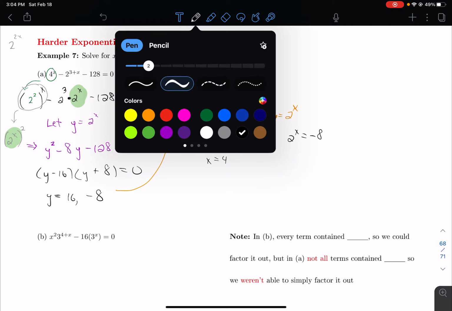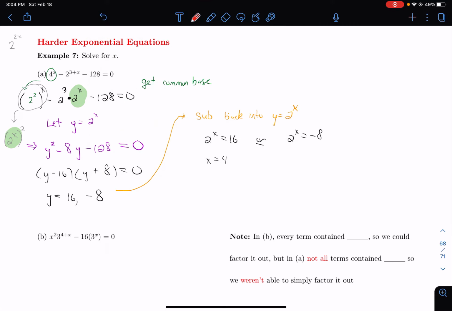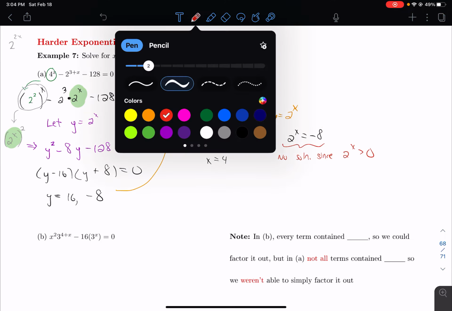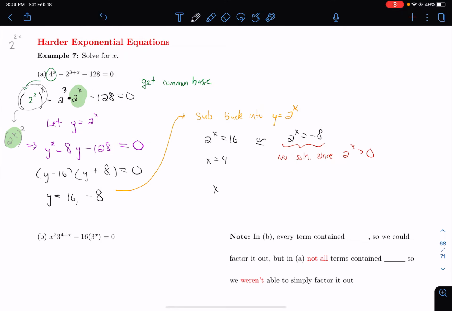For 2 to the x equals negative 8, remember that this will have no solution, since we saw before in this section that if you do 2 to any power, that's always going to be greater than 0. It's always going to be positive. So there's no way it can equal a negative number like negative 8. Okay, so that leaves us with just one answer here. It's just x equals 4.